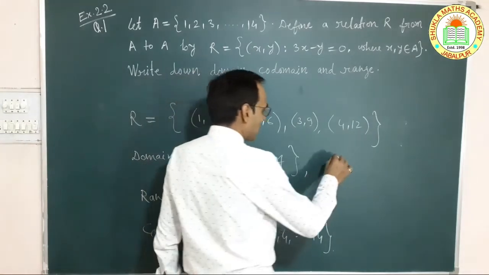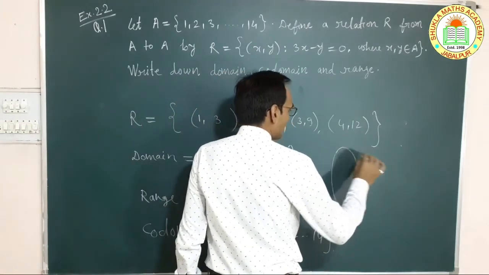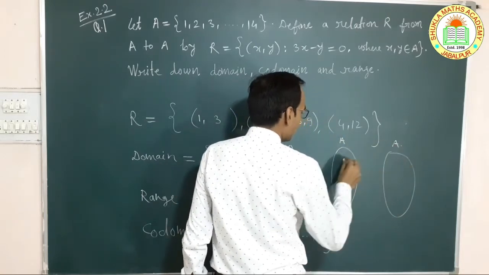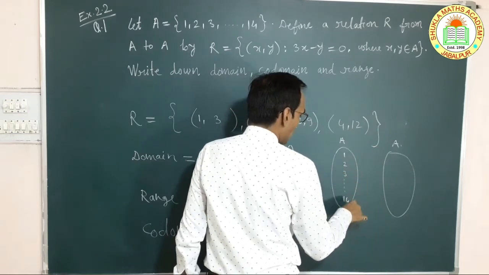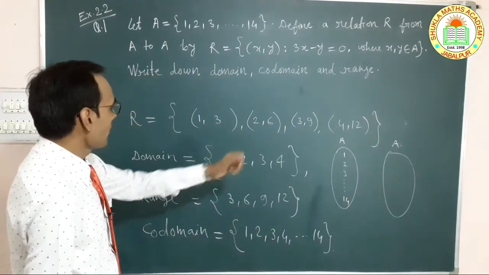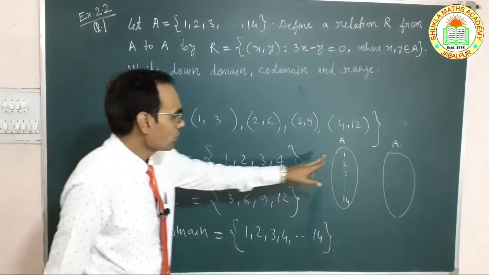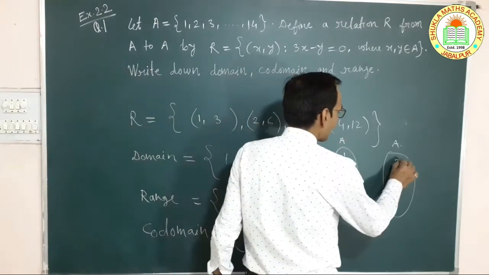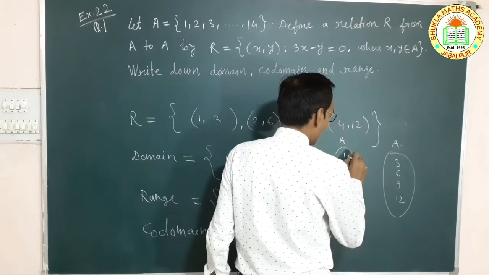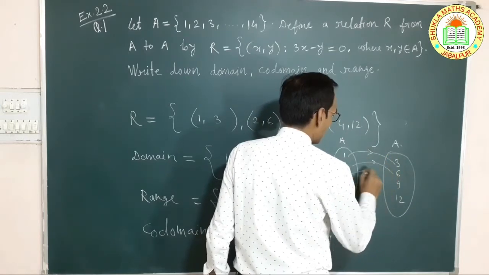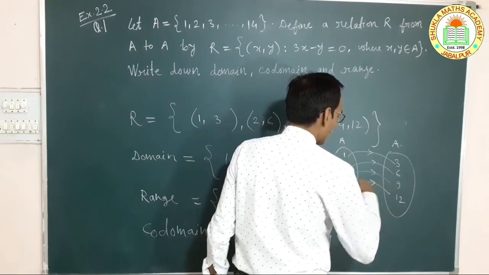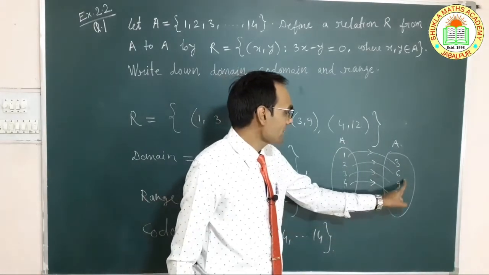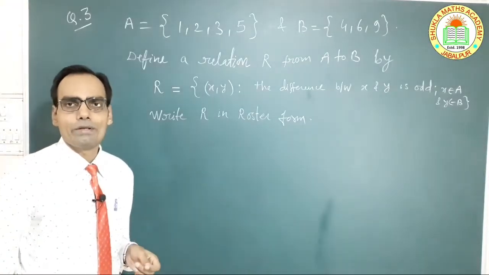We can also draw a diagram and represent the given relation. Here are the elements of A, and here also the set A, 1, 2, 3 up to 14. The first value of the relation is from 1 to 14, and the second values are 3, 6, 9 and 12. Now relate them: 1 to 3, 2 to 6, 3 to 9 and here 4 to 12. So the domain of this relation is 1, 2, 3, 4 and the range is 3, 6, 9 and 12. This was from exercise 2.2.